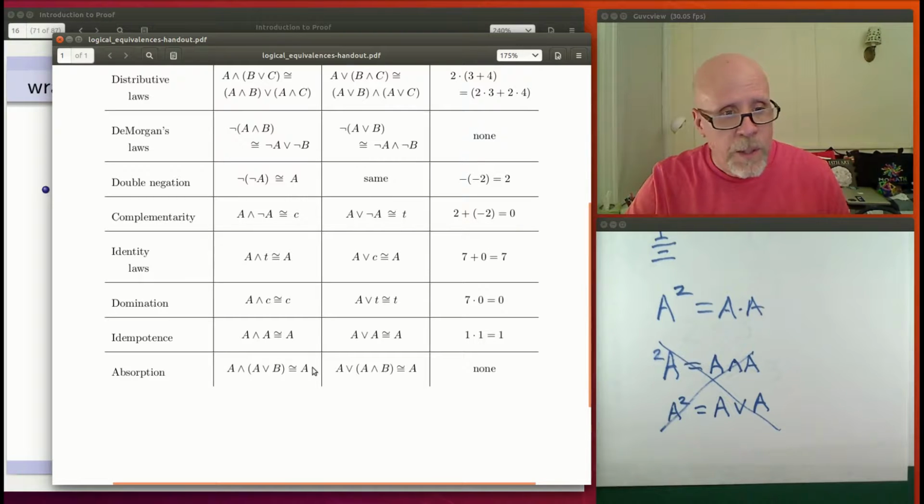The best way to see this is to do a truth table, which we actually did earlier. I had a truth table for the two of these things. I believe the second one was the order swapped around, but that's just the commutative law. And they're both equivalent to A.